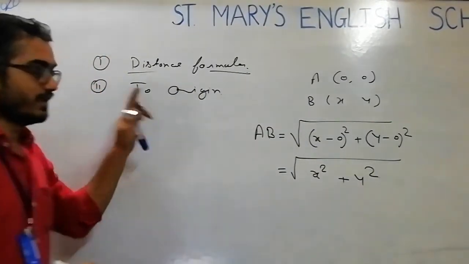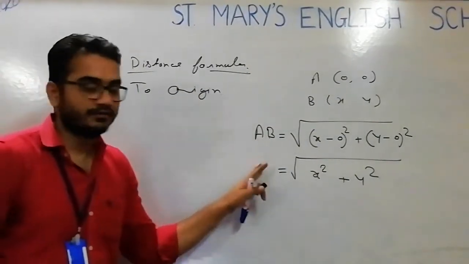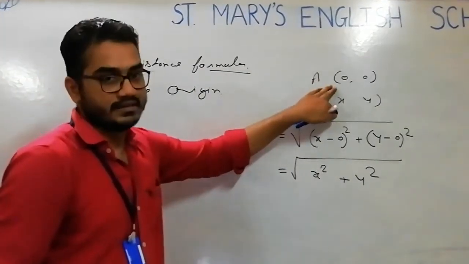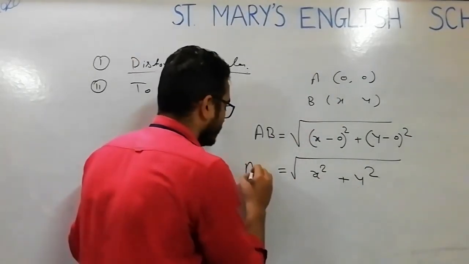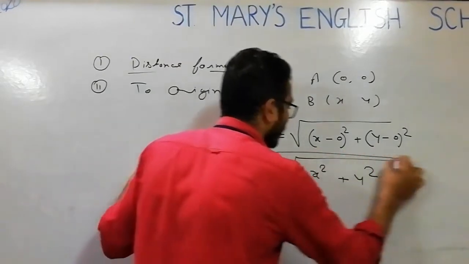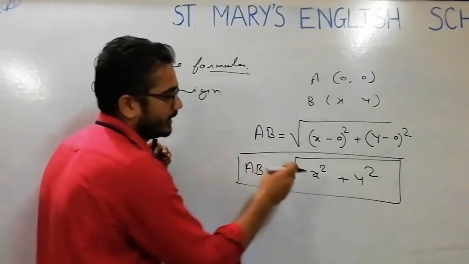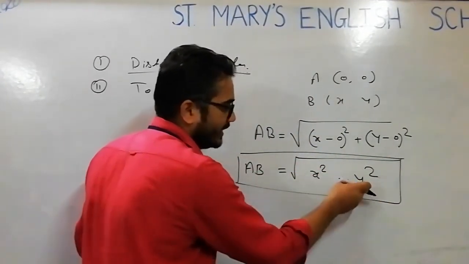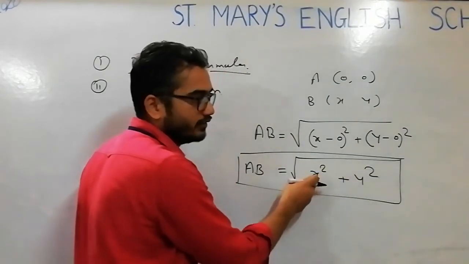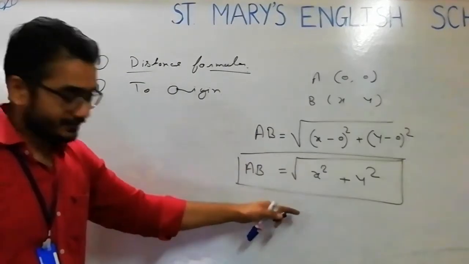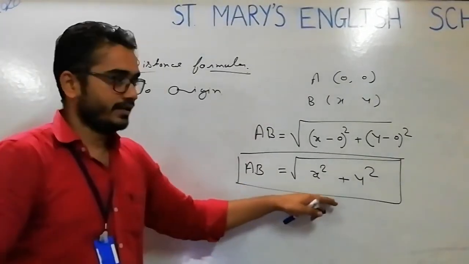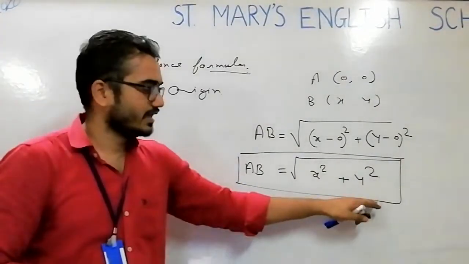So the distance of any point from the origin will always be the square root of x square plus y square. So directly, without doing any calculation, we can find the square root of x square plus y square. So the distance of any coordinate (x, y), we can find this.